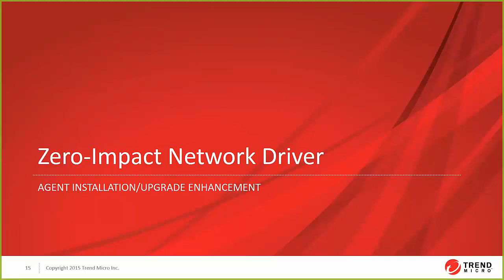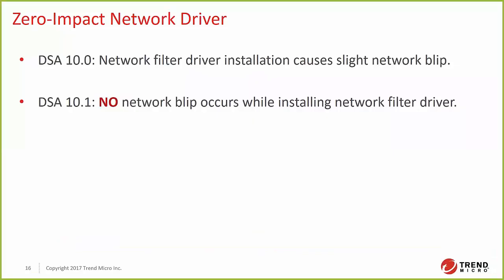And the next one is our zero impact network driver, which is very useful during the deployment of the new 10.1 agent. In the previous DS versions, a fresh install or when you're doing an upgrade of an agent, it creates a slight network blip. This happens when we are inserting our driver into the network stack of the target host computer. But this network blip, though very small, sometimes causes network connection disruption. Like for example, it could cause RDP session to crash on rare occasions.